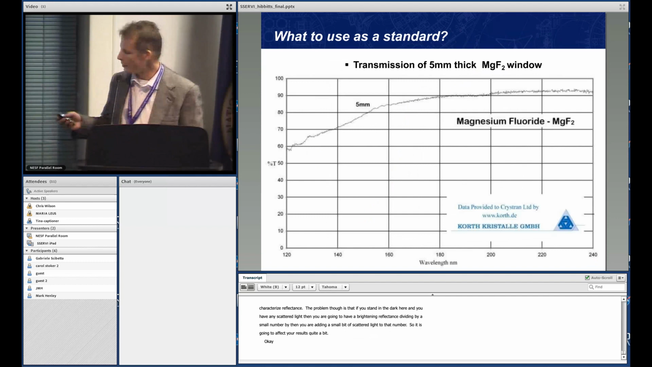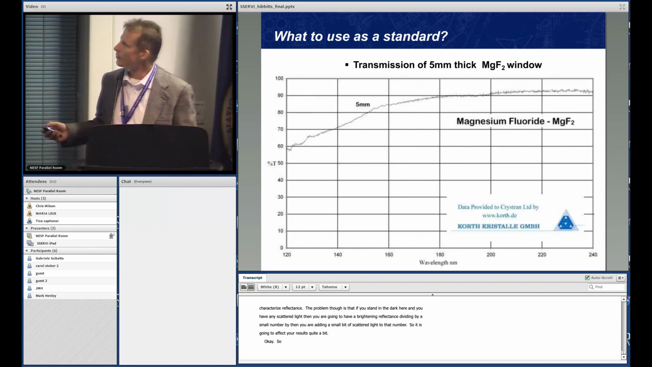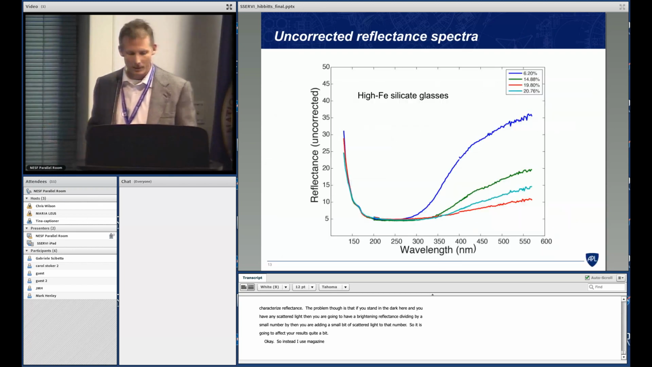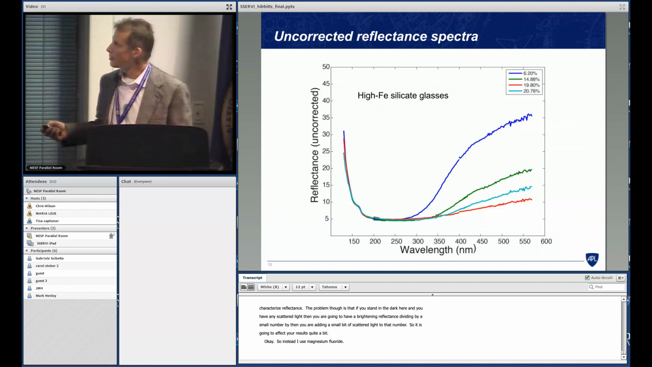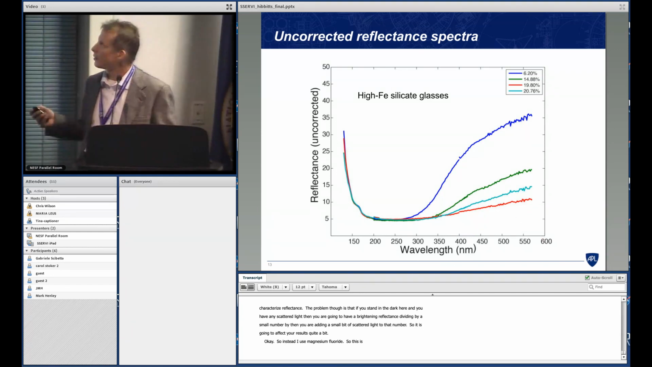Okay. So instead, I use magnesium fluoride here as transmission spectrum. It's really good down to about 200 nanometers. There's a knee in it at about 160. You actually see that in my correction factor that I get to right about here. So this is iron, very iron-rich glasses.